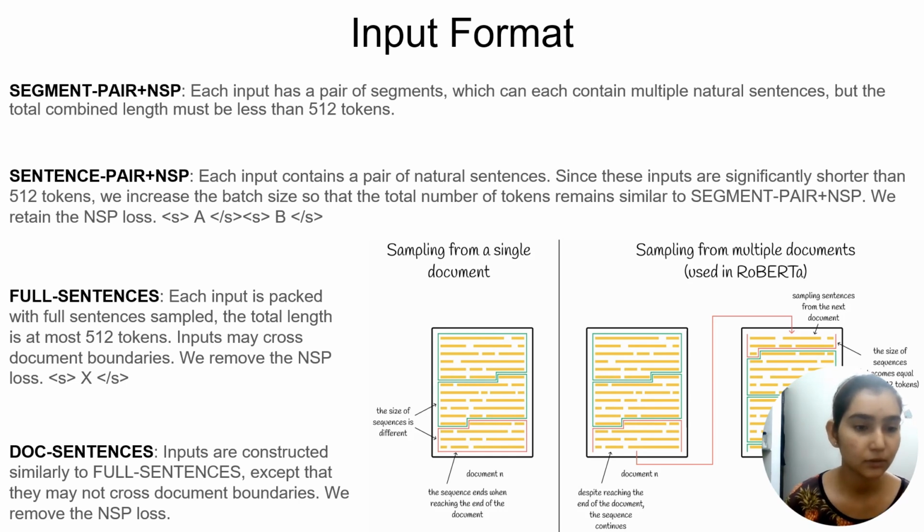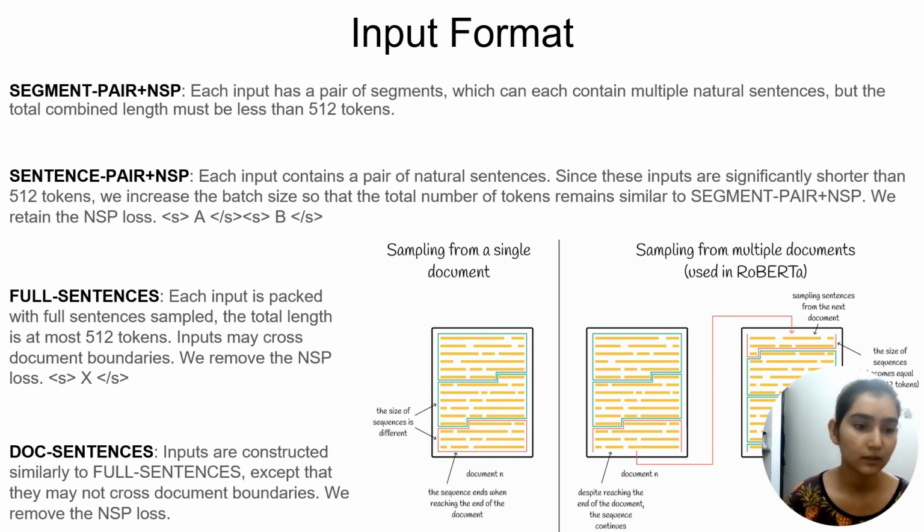Next comes full sentences. Each input is packed with full sentences. The total length is at most 512 tokens. In this case, input may cross document boundaries. So the input may come from one or several documents.